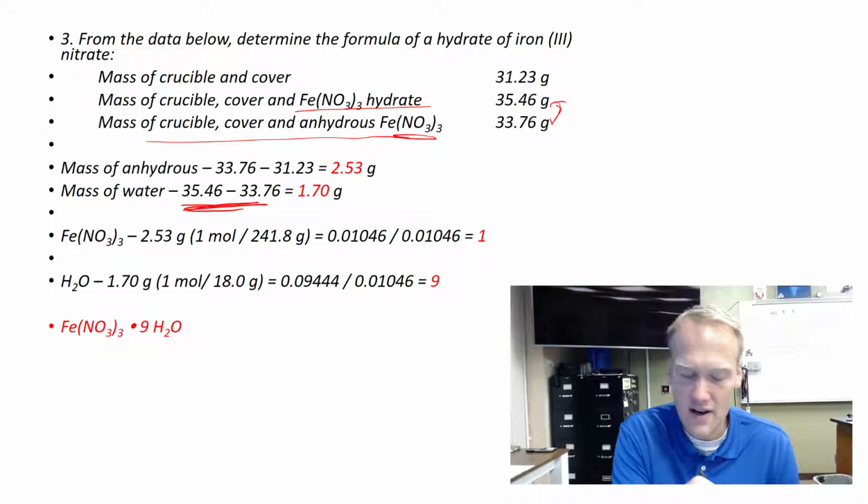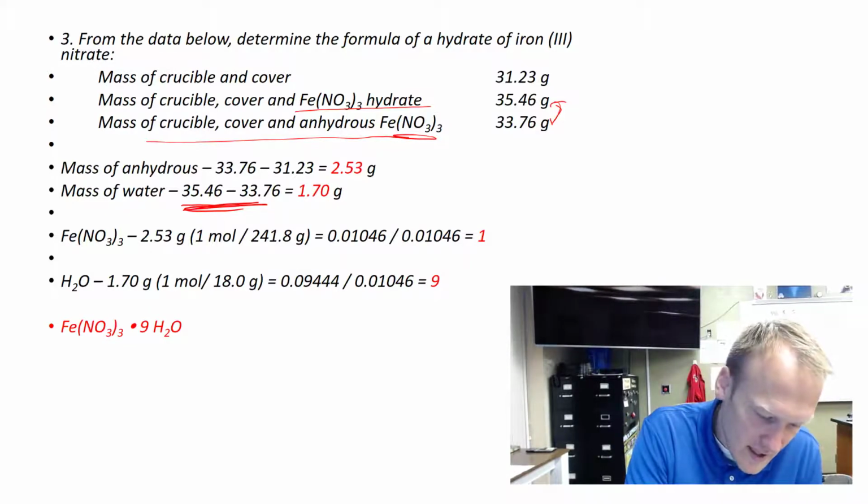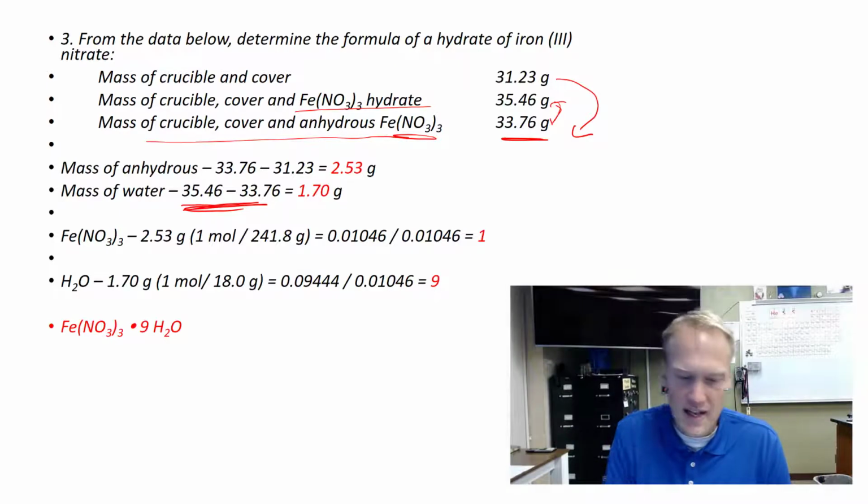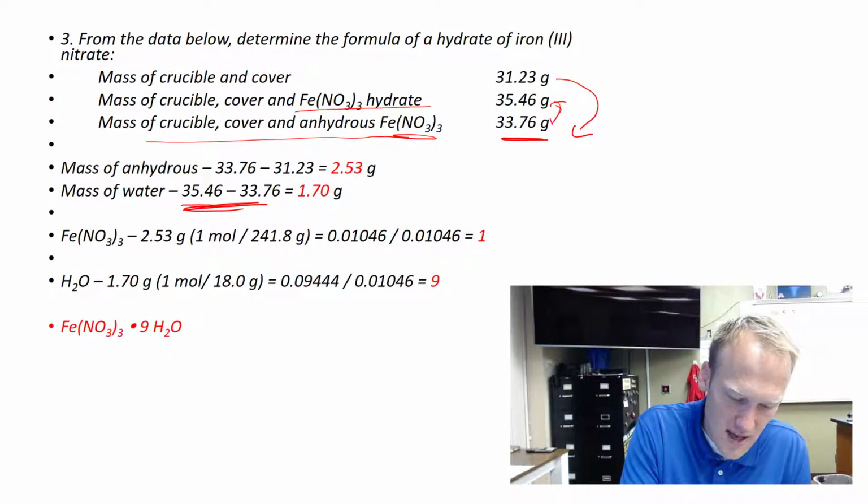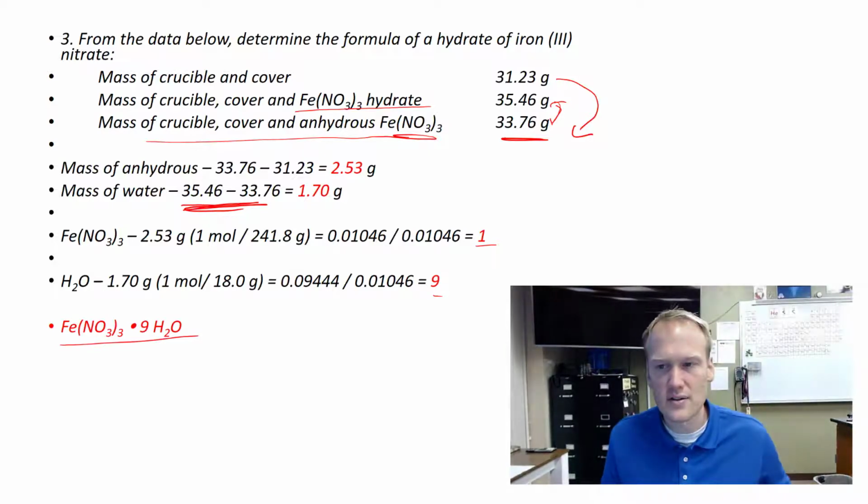the hydrate and the anhydrous. And then if we take what we ended with and subtract out the crucible and cover, that would give us just the anhydrous salt. And at that point, the process is the same. You see that we get a ratio of 1 to 9, telling us the formula of the hydrate.